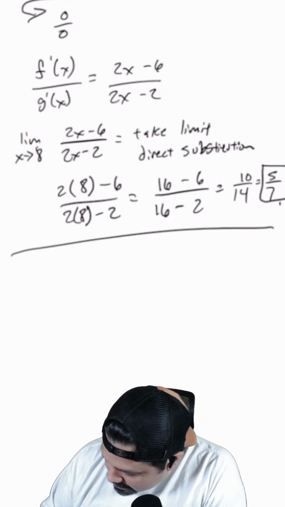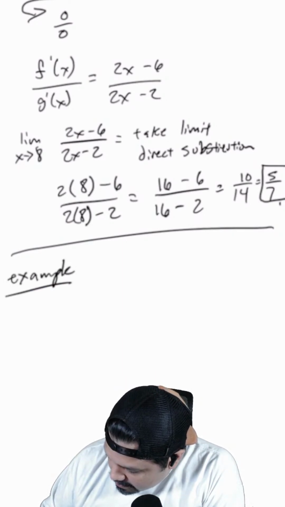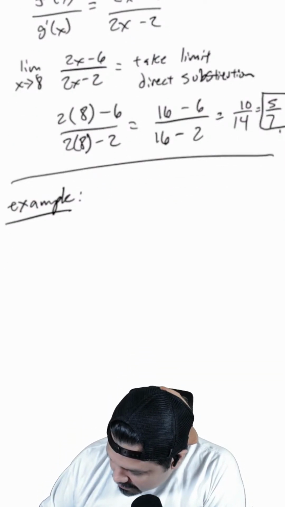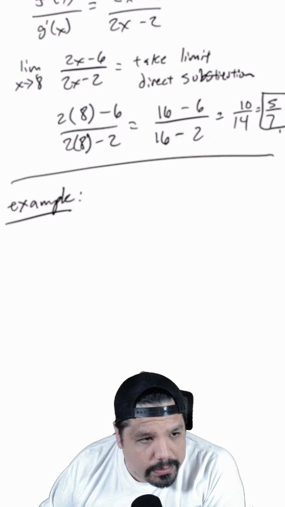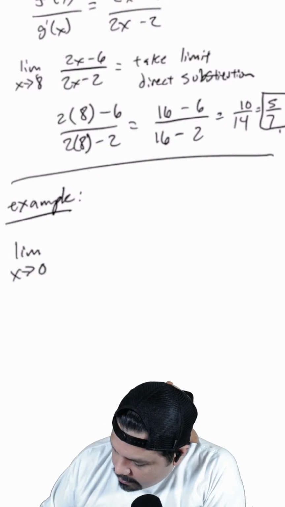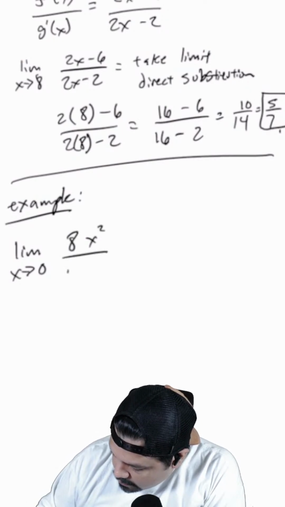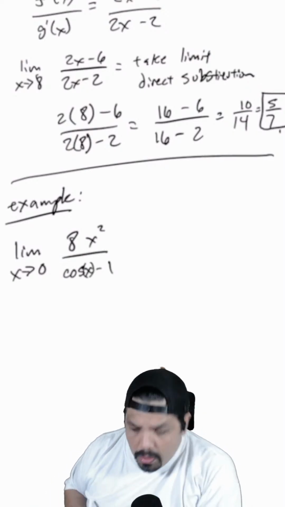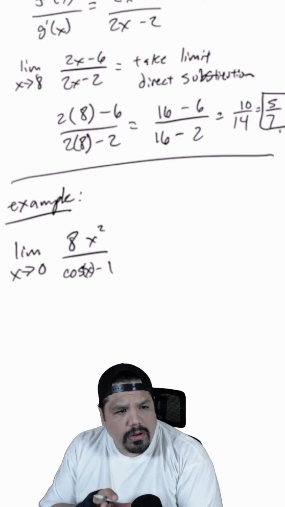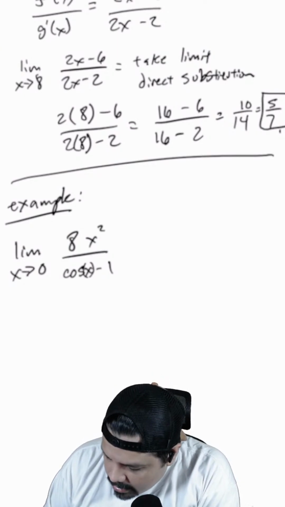Here we go. Let's look at another example. How about we show the limit as x approaches 0 of 8x squared over the cosine of x minus 1. Whoa! We just got trigonometric functions. What does that mean? Let me show you.